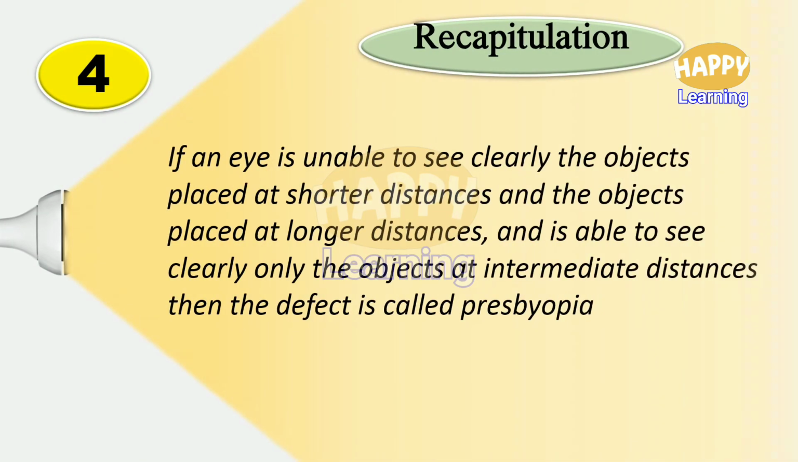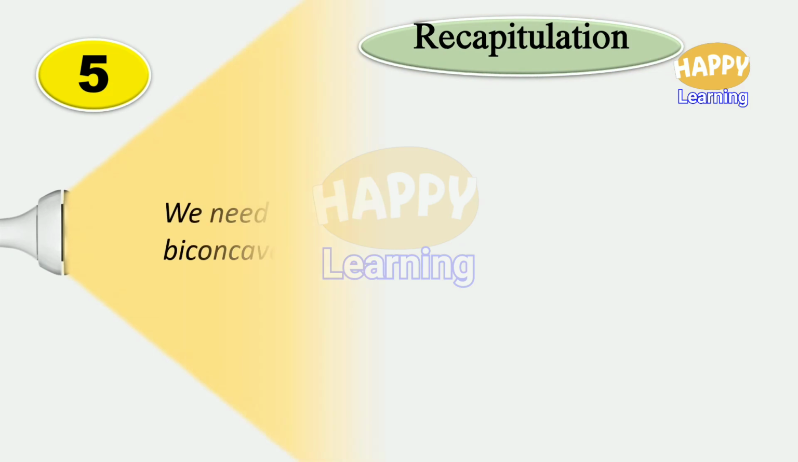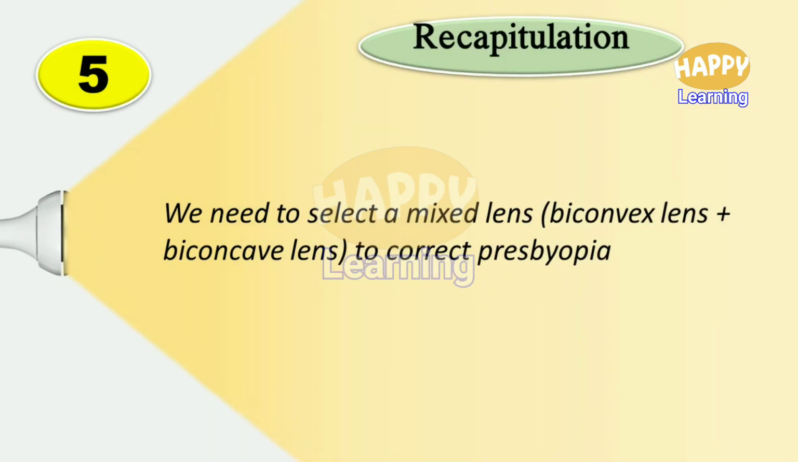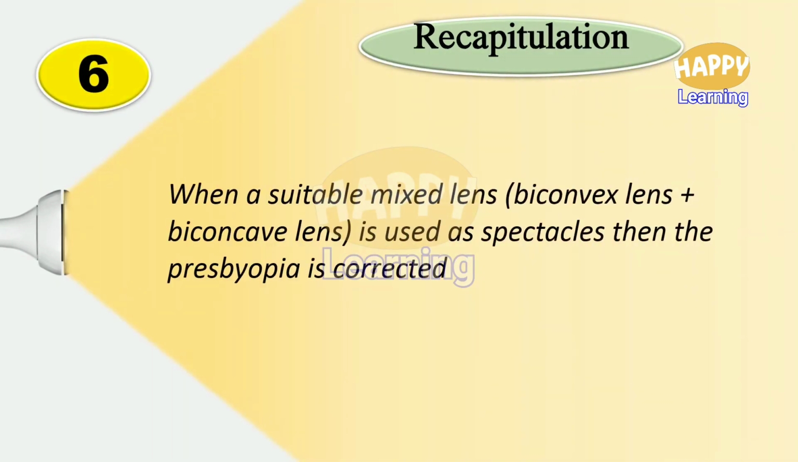Point 4. If an eye is unable to see clearly the objects placed at shorter distances and the objects placed at longer distances and is able to see clearly only the objects at intermediate distances, then the defect is called presbyopia. Point 5. We need to select a mixed lens, biconvex lens plus biconcave lens, to correct presbyopia. Point 6. When a suitable mixed lens is used as spectacles, then presbyopia is corrected.